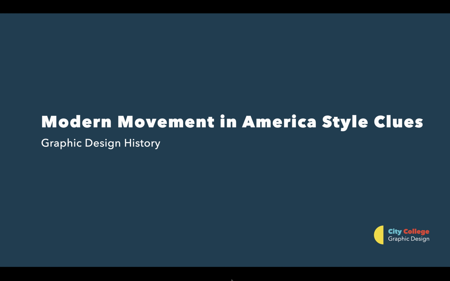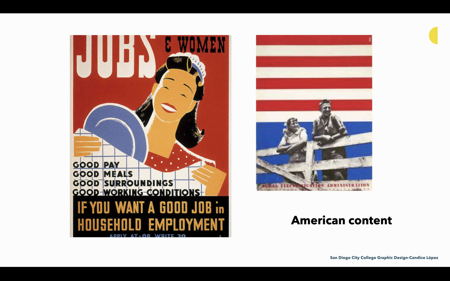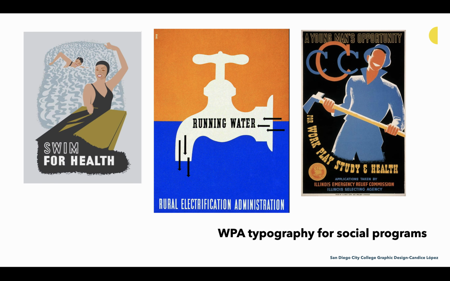Next, we're going to move to the modern movement in America style clues. We have the Bauhaus influence, but American content. So we see that same simplicity, but the content is decidedly American. Many of the pieces are WPA typography for social programs. It was the time of Roosevelt's New Deal, remember?